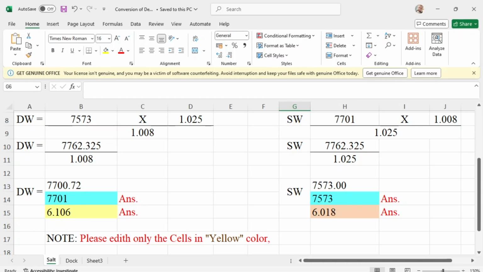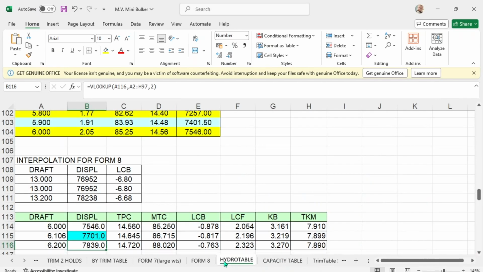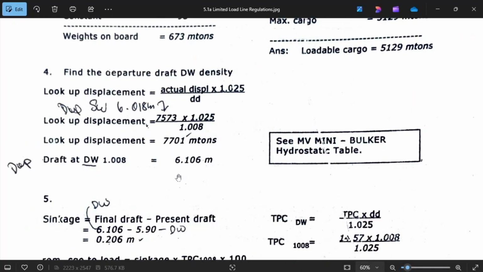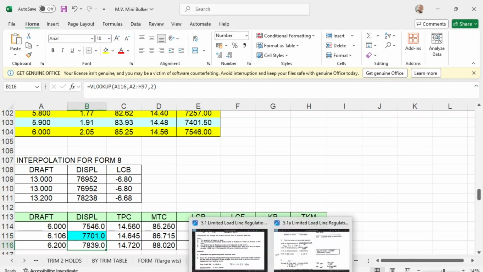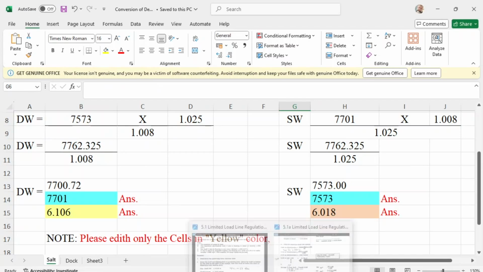So you go to the hydrostatic table, this one. Then you look at the displacement and put in the displacement. What is the displacement? Displacement is 7701, of the water. You put 7701 here, and your drop will be 6.016, and this is the same with this one, guys.